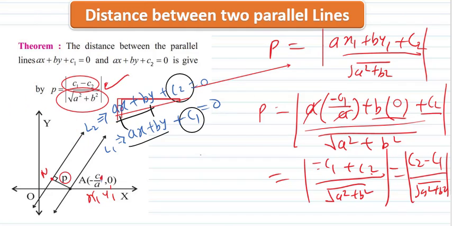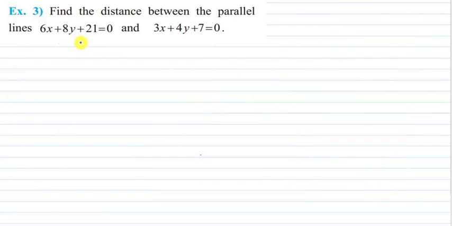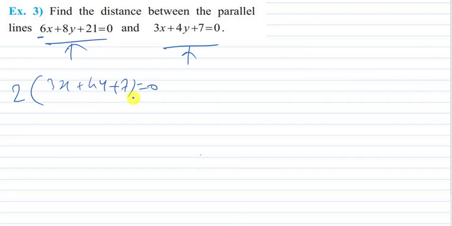To understand the application of this, just take an example. Here, two lines are given, and they are saying find the distance between these two parallels. You can observe these lines are parallel because if I take 2 common from this, what I will get? 3x plus 4y plus 7. If the word parallel was not there, I could observe these two lines are parallel and directly apply the distance between two parallel lines formula. But here they are saying parallel, so we have to directly take the parallel.